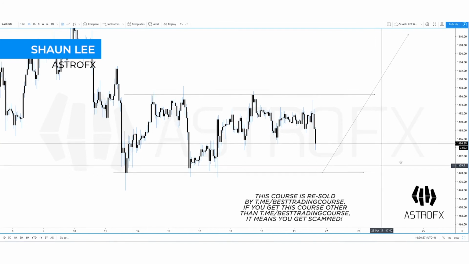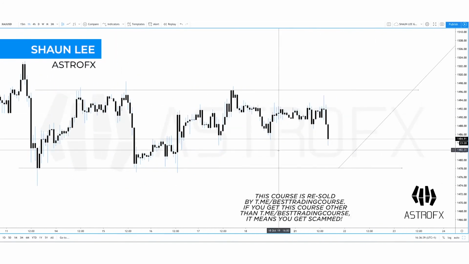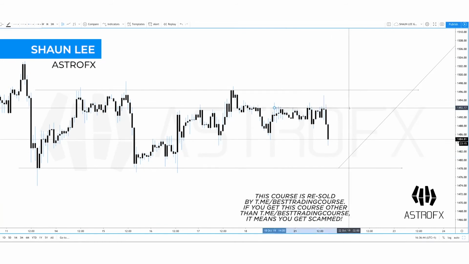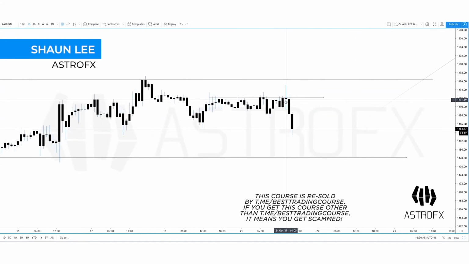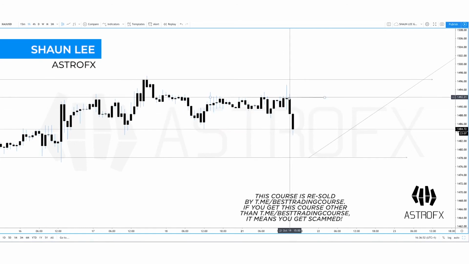A good short entry would have been at the closure of this candle right here, where we've taken out the previous wick and the momentum. So 1, 2, momentum starts to drive to the downside, and then to the upside we have the spike through and then the closure back below. So there are 2 entries here.